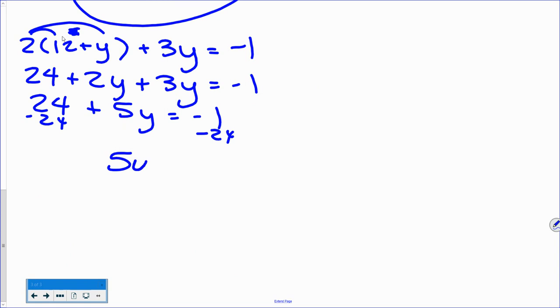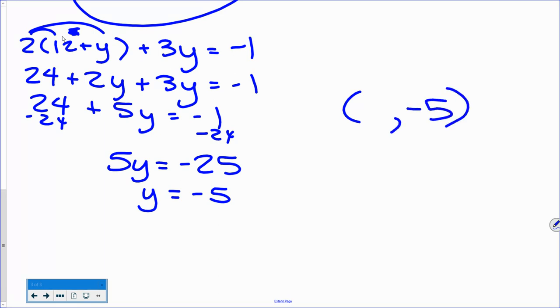So I will have 5y equals -25. Divide both sides by 5. So y equals -5. Okay, remember your answer is going to be written as that ordered pair, because if I was graphing this, I'm trying to find the place where they're crossing. So when I write that final answer, my y value is -5, but I still need the x value.